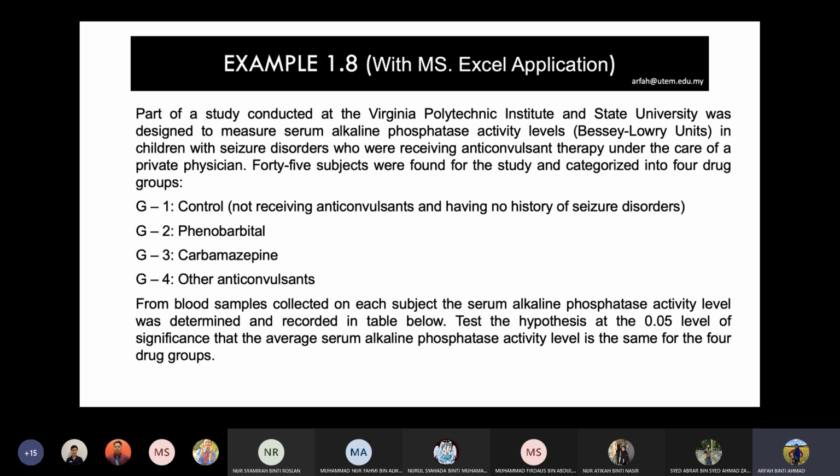So from blood samples collected on each subject, the serum alkaline phosphatase activity level was determined and recorded in the table below. So test the hypothesis at 0.05 level of significance that the average serum alkaline phosphatase activity level is the same for the 4 drug group. Faham tak soalan ni cakap apa?